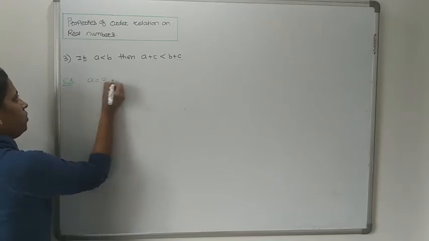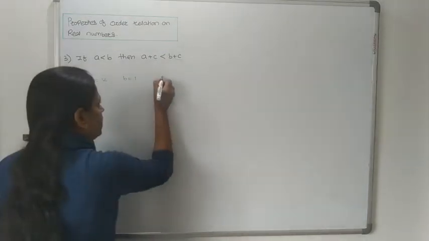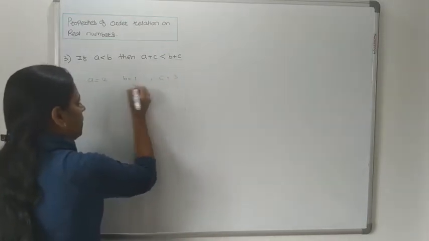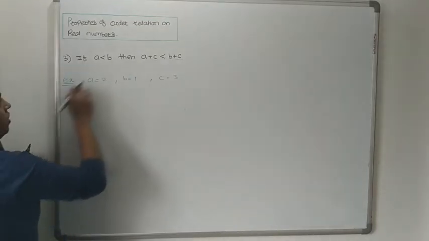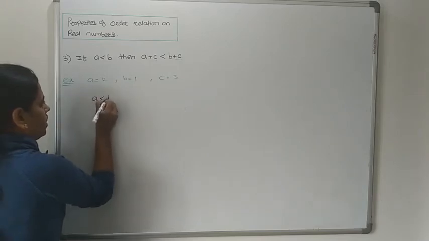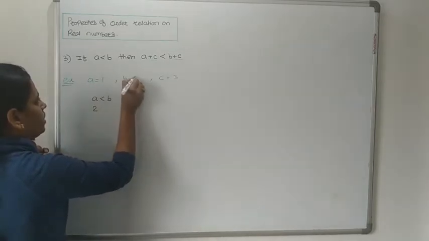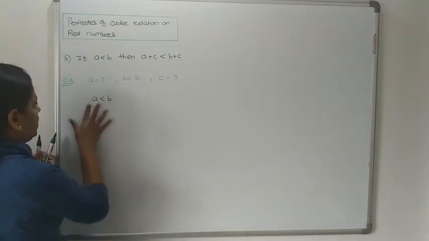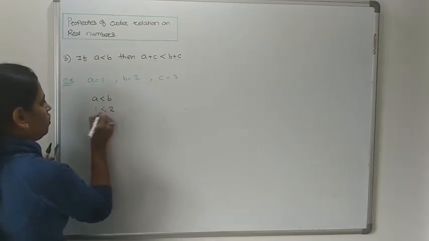Suppose A is equal to 2 and B is equal to 1, and we consider C is equal to 3. Clear? So we have to prove this property. What is given here? That is A is less than B. That is 2 is less than, there is 1, there is 2. That means 1 is less than 2.